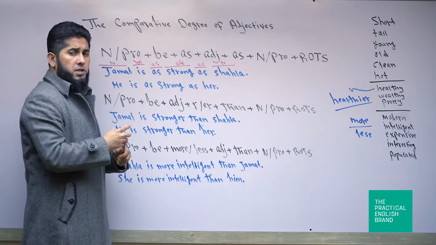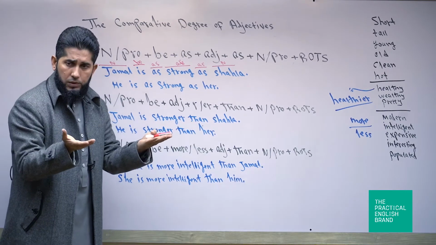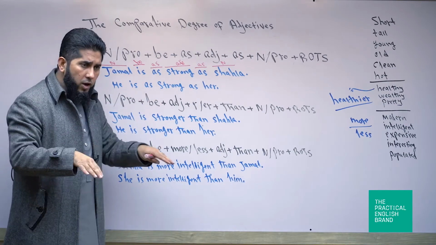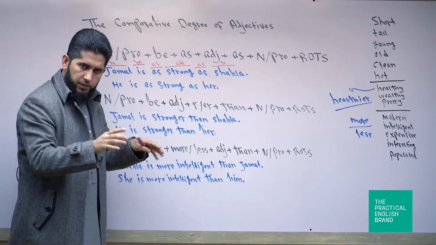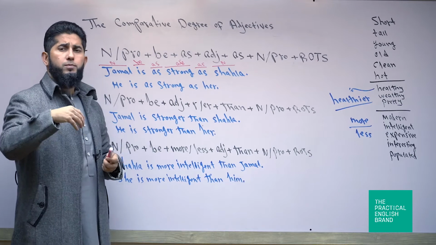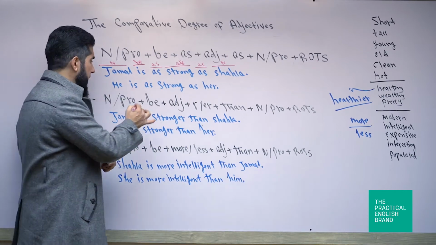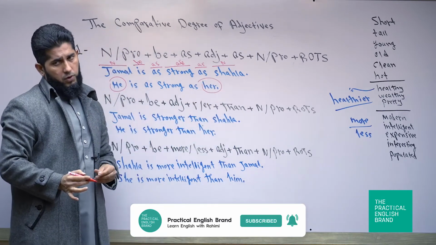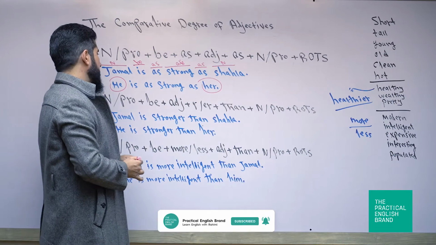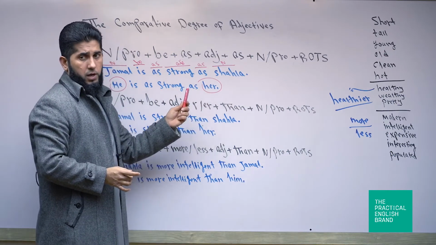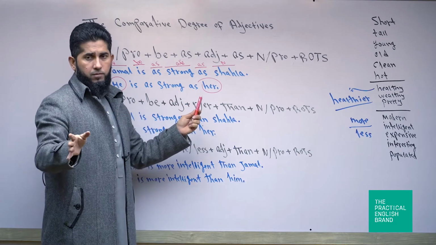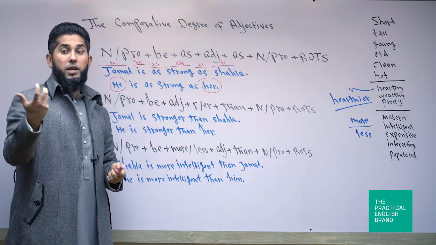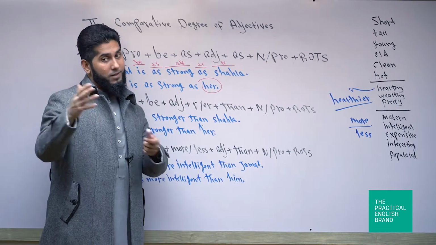So this is the comparison of equality, which means that both of them are strong. They are equal in strength. Understood? And if you want to use pronouns, then keep in mind that at the beginning you use a subject pronoun, but at the end you use an object pronoun. Don't forget this. So he is as strong as her, he is as strong as me, as him, as you. But you do not say he is as strong as I or he is as strong as they. He is as strong as them.